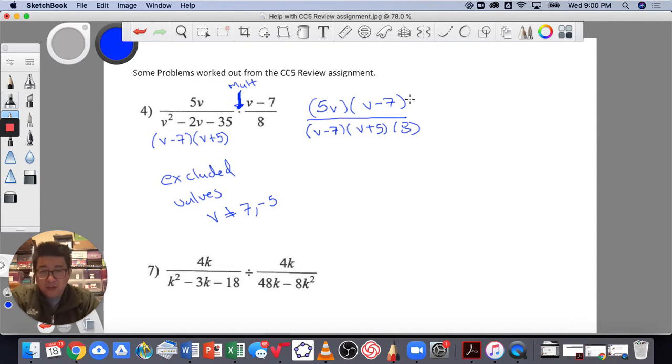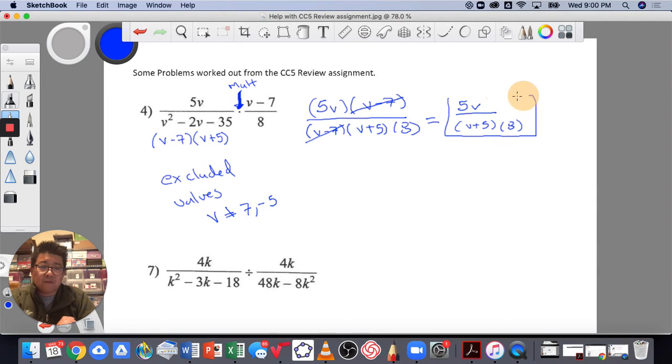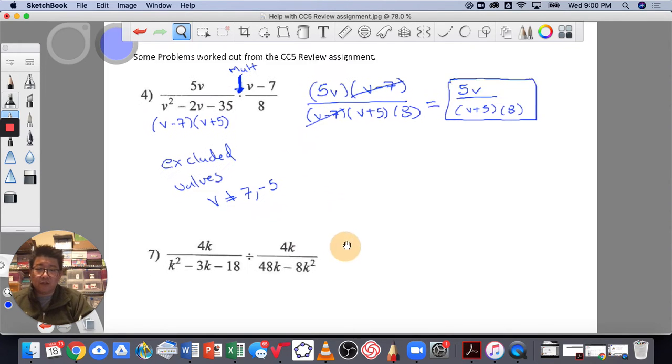Okay, so back to this problem. Now we just have to simplify. That means that you want to cancel any factors on the top and the bottom that are the same. So you guys see the v minus 7, you see the v minus 7. And then simplifying, you write 5v over v plus 5 times 8. And there's your final answer. Okay? All right, great.